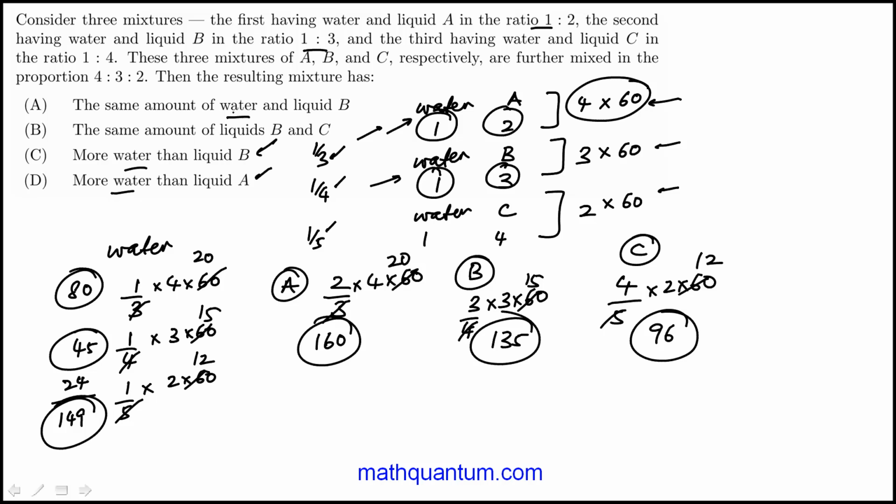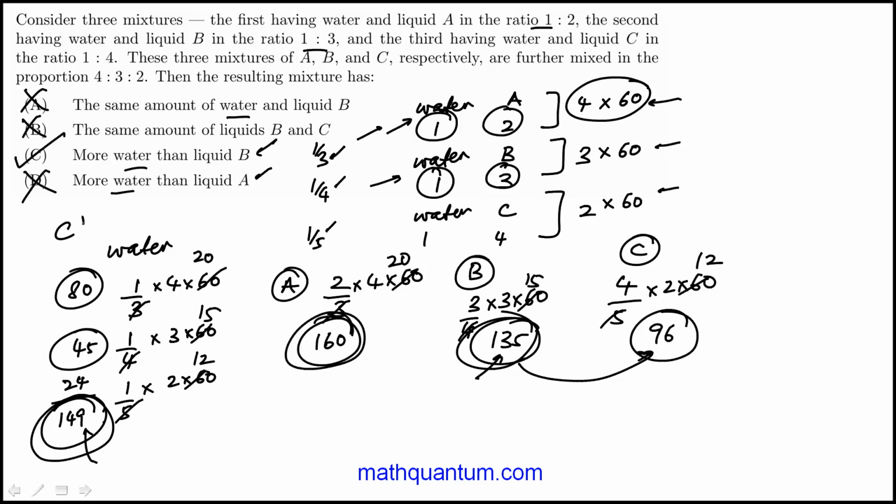Now we can compare. Same amount of water in liquid B? Well, no. It's 149 and 135. Same amount of liquids B and C? They're not equal. More water than liquid B? Yeah, that's true, 149 versus 135. More water than liquid A? No, this is less. So the answer is C.